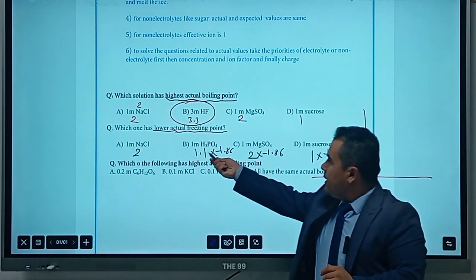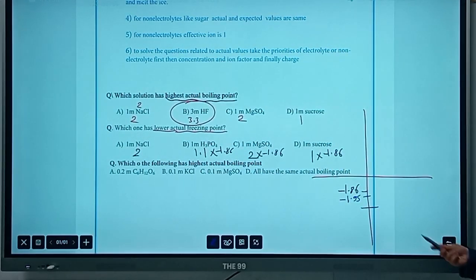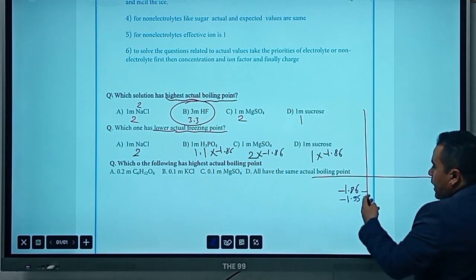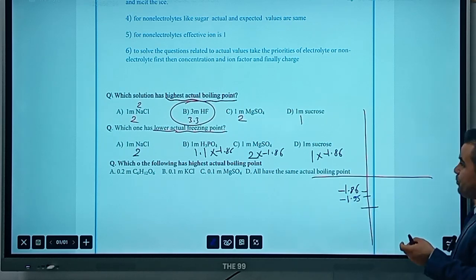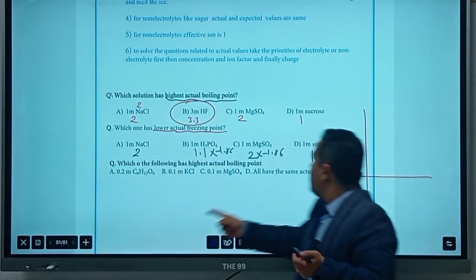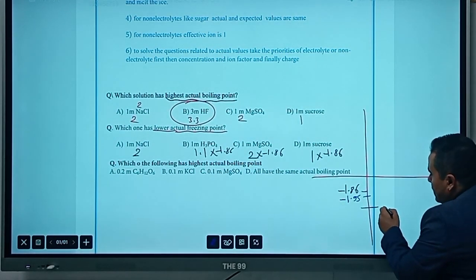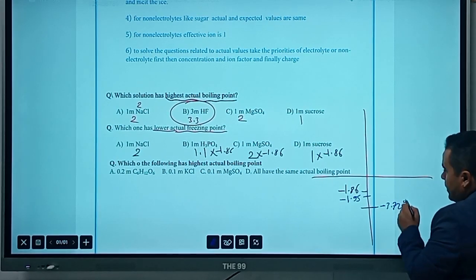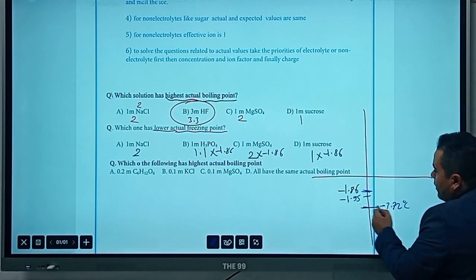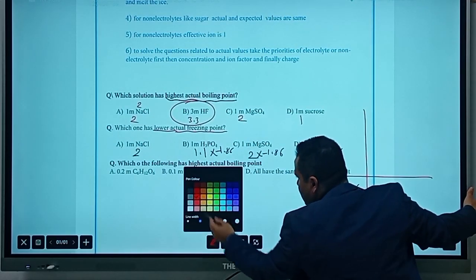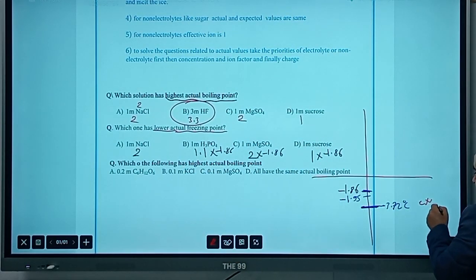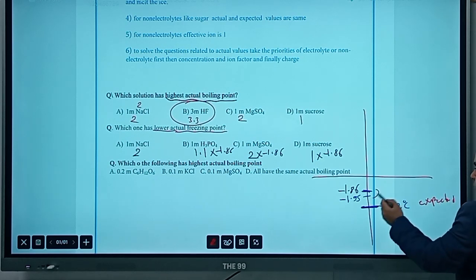Because when you multiply this by 1.1, you'll get a lower value, of course, the more depressed freezing point than the sugar. And then for NaCl and MgSO4, we'll get minus 3.72 Celsius. These values that we highlighted in green and blue, guys, are the values of expected.